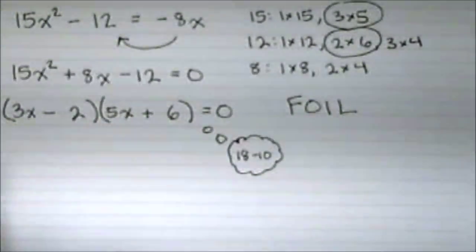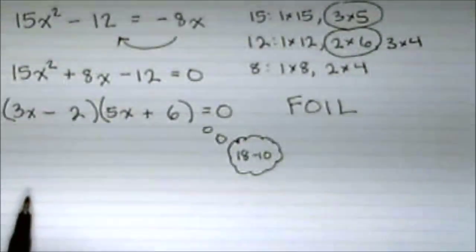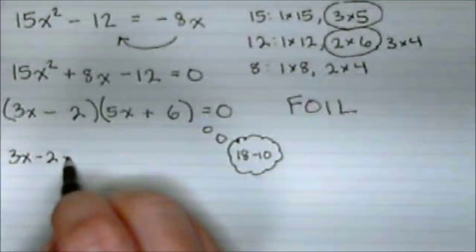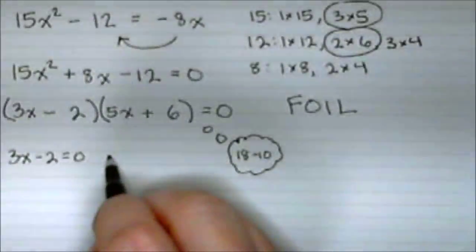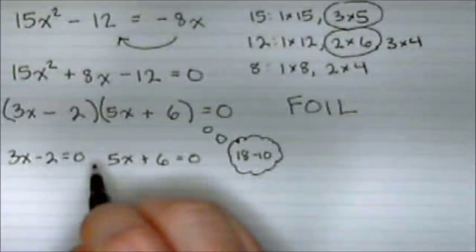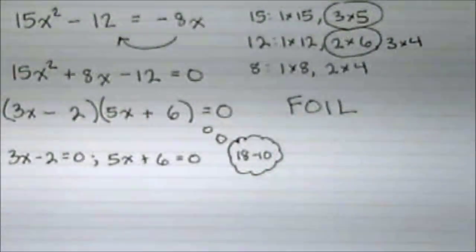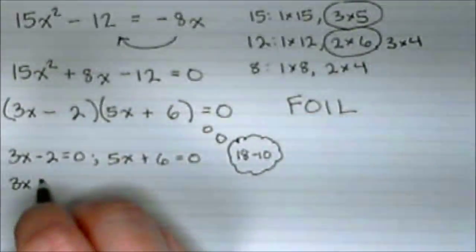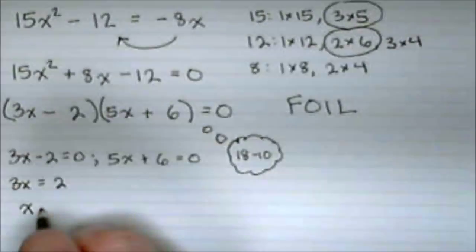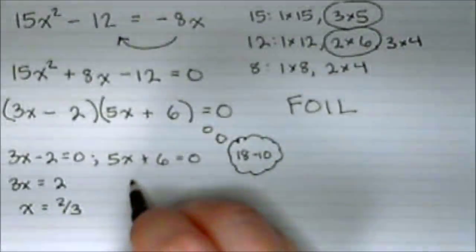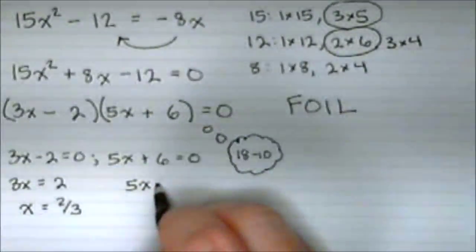So either the stuff in the left-hand parentheses, 3x minus 2, is 0, or the stuff in the right-hand parentheses, 5x plus 6, is 0. Finally, we solve for x in each case, giving us either x equals 2/3, or x equals negative 6/5.